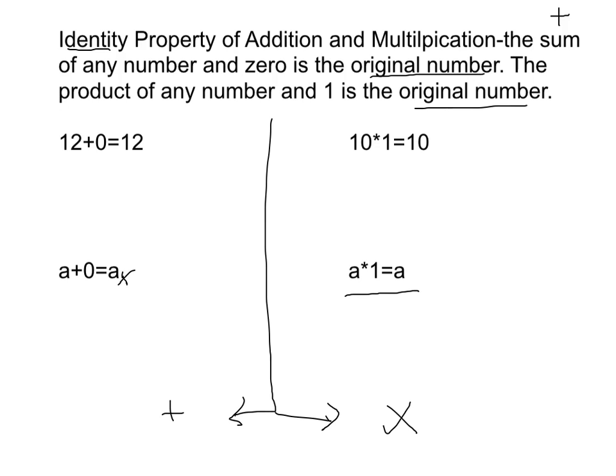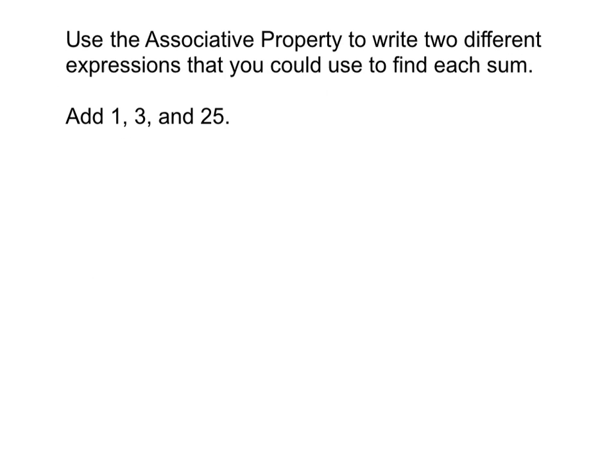Alright, now let's do some examples. The first section in your book says use the associative property to write two different expressions that you could use to find each sum. And it says add 1, 3, and 25. So all that means, if you go back to the associative property, it says that changing the grouping of the values you are adding or multiplying does not change the sum or product.